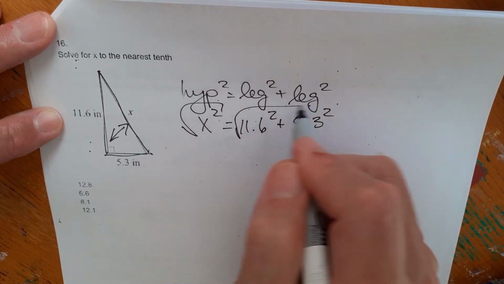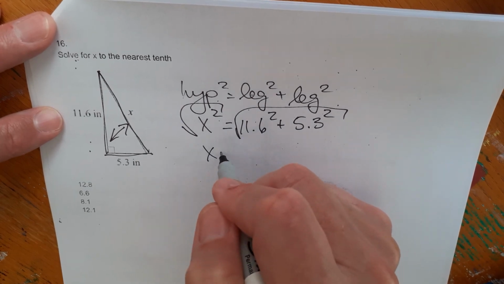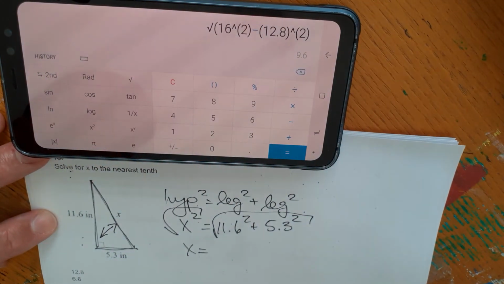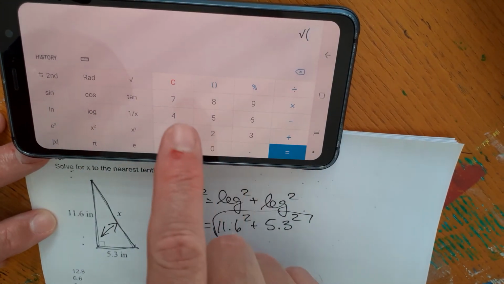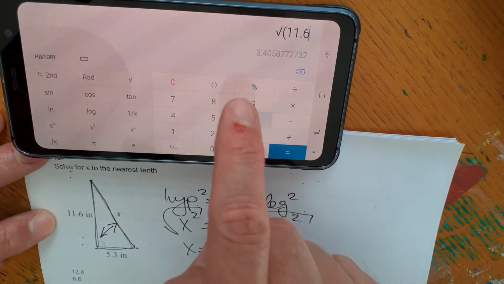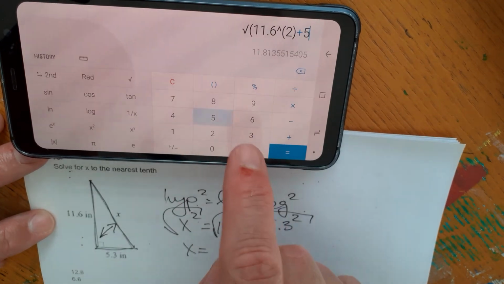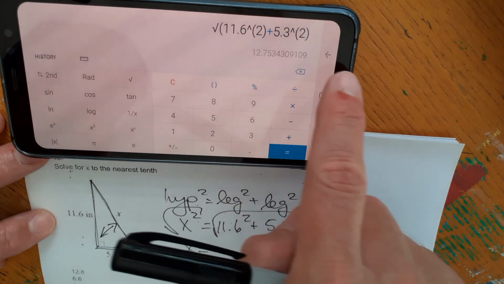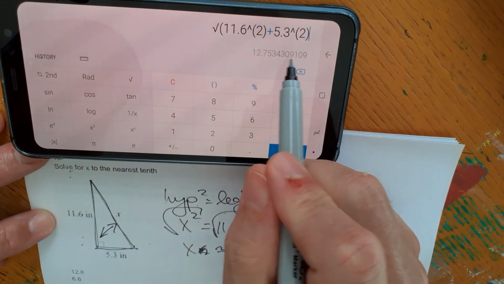All I have to do is take the square root of both sides. I don't even have to rearrange it because they gave me both legs. And I get x equals, let's clear out. It's probably easier to start over. 11.6 squared, and I will force myself not to put parentheses around it. 5.3 squared, just to prove it works. And this one I am going to say approximately equal to because of all the decimals I'm truncating.